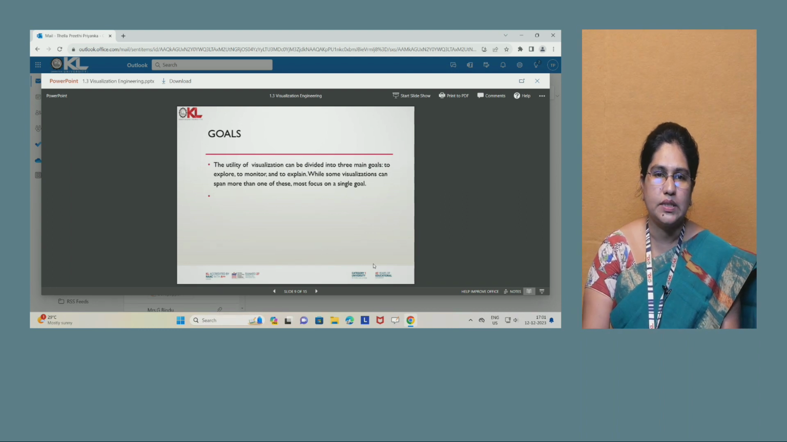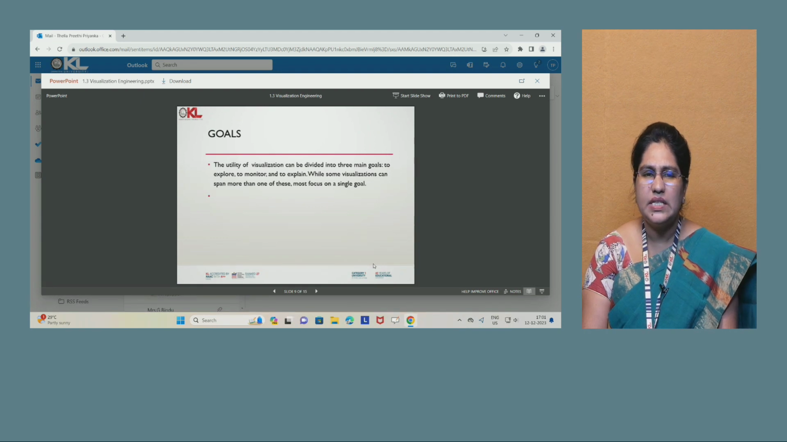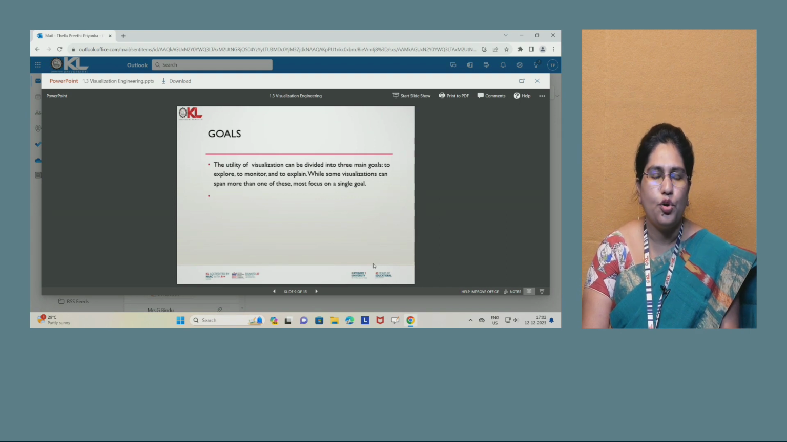What are the goals? Goals means there are 3 types of main goals. The first one is to explore, the second one is to monitor, and the third one is to explain. Okay, that's it. No other ones are required. As of now, only these 3 goals are required: first to explore, second to monitor, and third to explain.